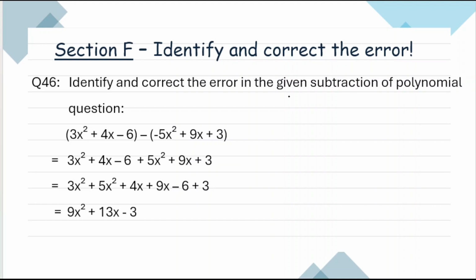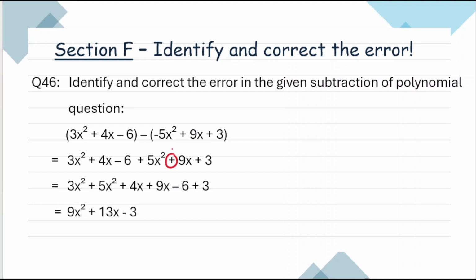So identify and correct the error in the given question. So they are being subtracted: 3x square plus 4x minus 6, take away negative 5x square plus 9x plus 3. Let's see what the student has done. So 3x square plus 4x minus 6, correct. Outside there is a minus, so the inside signs will get changed. So this minus will become plus, perfect. This plus 9x should become minus. So here is the error.